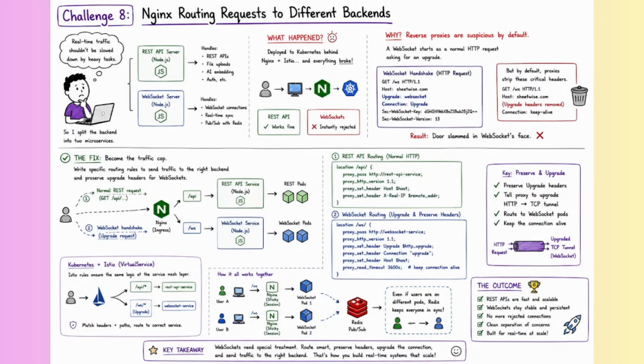To fix this, I had to become the traffic cop. I had to write highly specific Kubernetes ingress rules. So I configured the proxy so that if the traffic came in asking for /api, it got routed to the REST backend. If it came in with those specific upgrade headers, the proxy was instructed to preserve the headers, formally upgrade the connection from HTTP to TCP, and safely route that persistent tunnel strictly to the WebSocket ports. And this was my list of challenges while I was building my application.